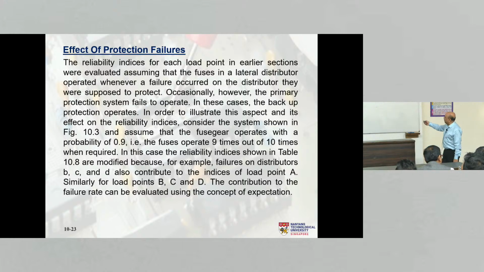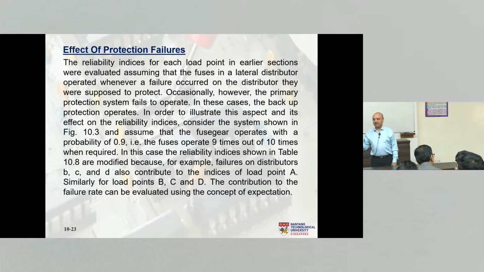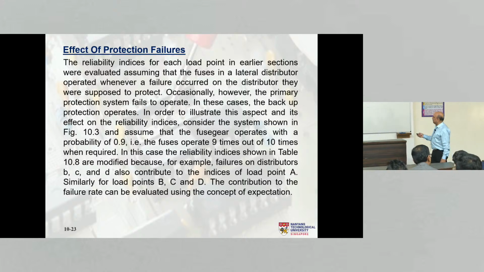So we are assuming now that the fuse gear operates with a probability of 0.9. We are assuming. Of course, it should be quite reliable. If you say that the fuse operates with a probability of 0.1, then what the heck? Might as well not have it. The other 0.1 is so bad, right? So usually it is expected to have a high reliability. So I'm using 0.9. That means the fuse operates 9 times out of 10. Okay? I mean, in simple layman terms.